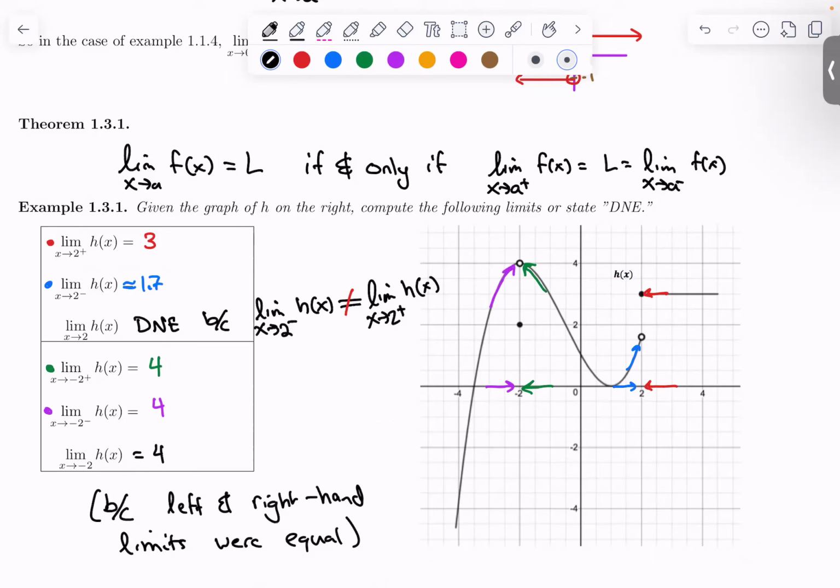JT, is that how the answers are supposed to be written on tests? Like if it's asking for the limit, is 4 fine, or do we need to write the limit as x approaches 2? I see. Excellent question.